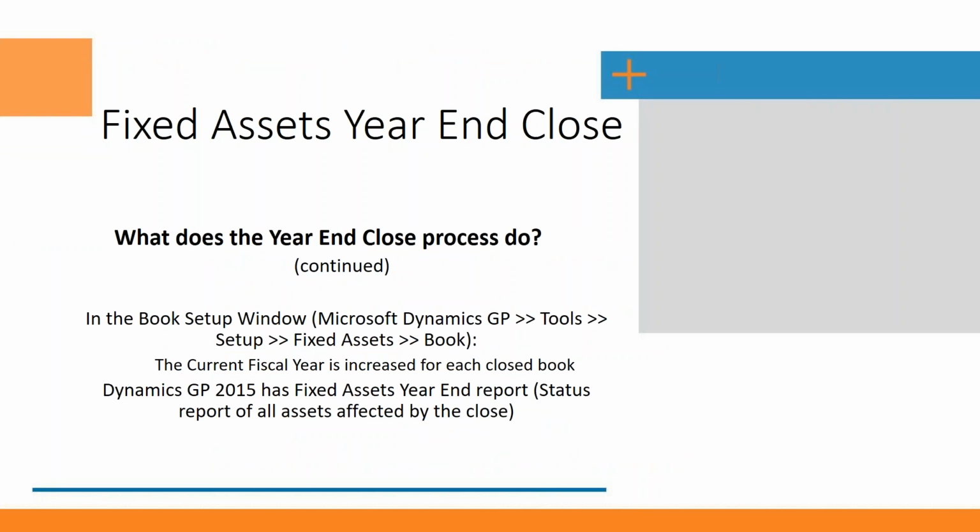In the book setup window, we're going to take the current fiscal year, and we'll increase that for each closed book. In GP 2015, a fixed asset year-end report got added. Not available in GP 2013, but 2015 and 2016 will have this. It's simply a status report of all the assets that have been affected by the close process you've gone through.